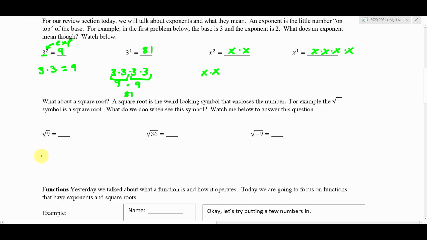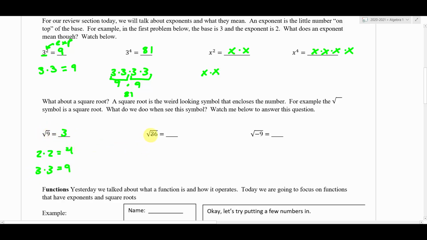So I have to think of a number. For instance, let's say I just guessed 2. That means I would have to do 2 times 2, and 2 times 2 equals 4, not 9. So the answer is not 2. But when I do 3 times 3, I get 9. So the square root of 9 is 3, because when I take 3 and multiply it by itself, I get that 9, the number inside of the square root.